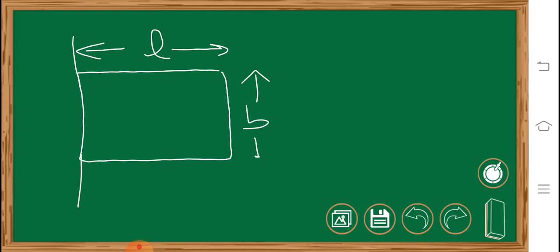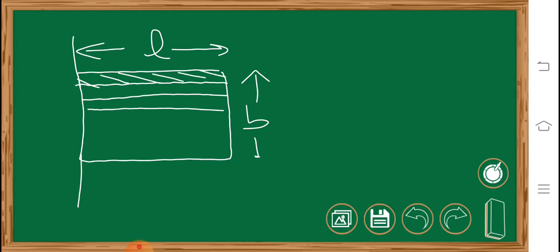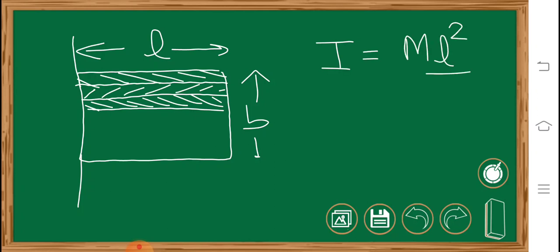Now suppose this is the plate, length L, breadth B, suppose this is the axis. Now when you will be cutting the rod, then you will be able to see that all the rods have the axis passing through their end. So like the moment of inertia of the rod, the moment of inertia of this plate will be m L square upon 3.